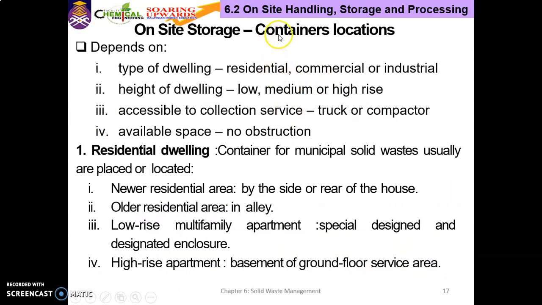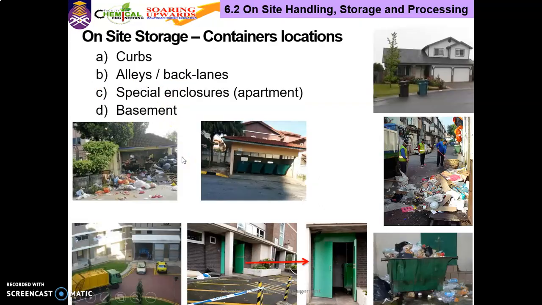Okay, and also the container depends on the container location. Okay, the type of dwelling, height of dwelling, accessibility to collection service, and also available space. Okay, this is an example of the container location. Okay, so how it looks like if not proper management of solid waste. Okay, so location can be at curbs, alleys, special enclosures, this one for apartment, and also at the basement.